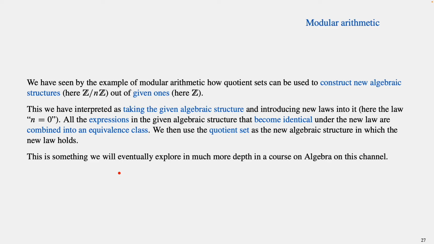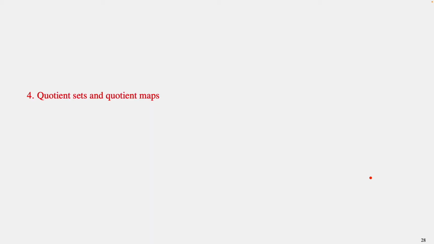And this is something that I will explore in much more depth in a course on algebra that I hope to eventually publish on this channel. So watch this space. And that concludes our study of modular arithmetic. And we now look a bit more closely at how quotient sets and maps can be compatible.